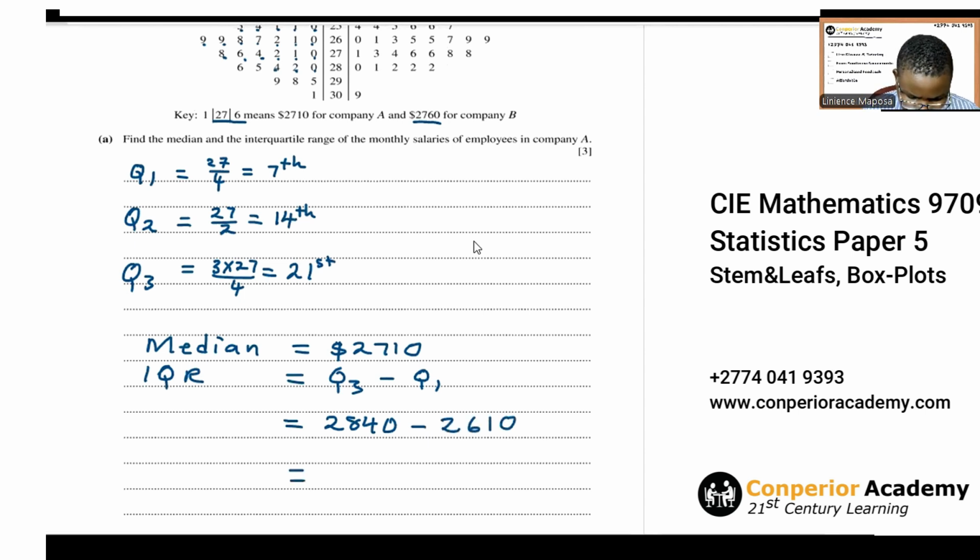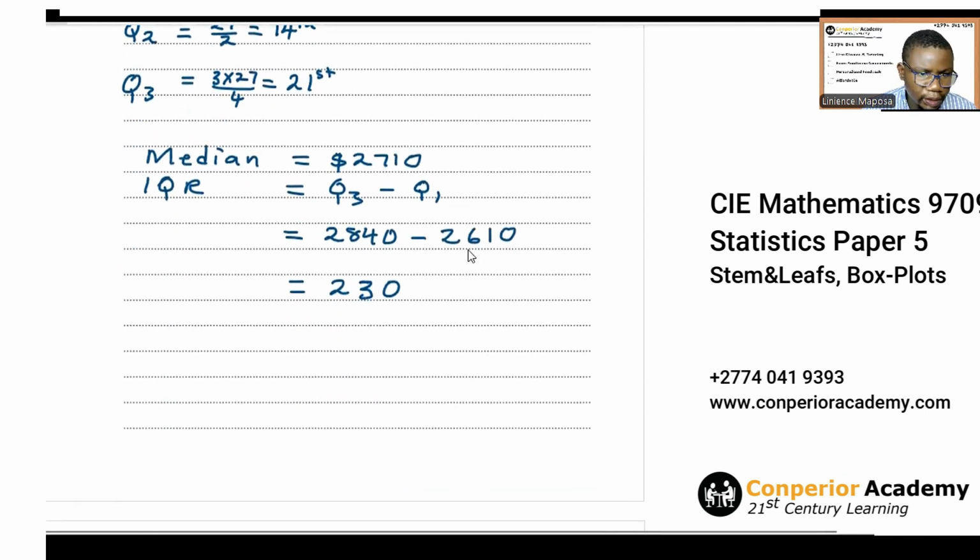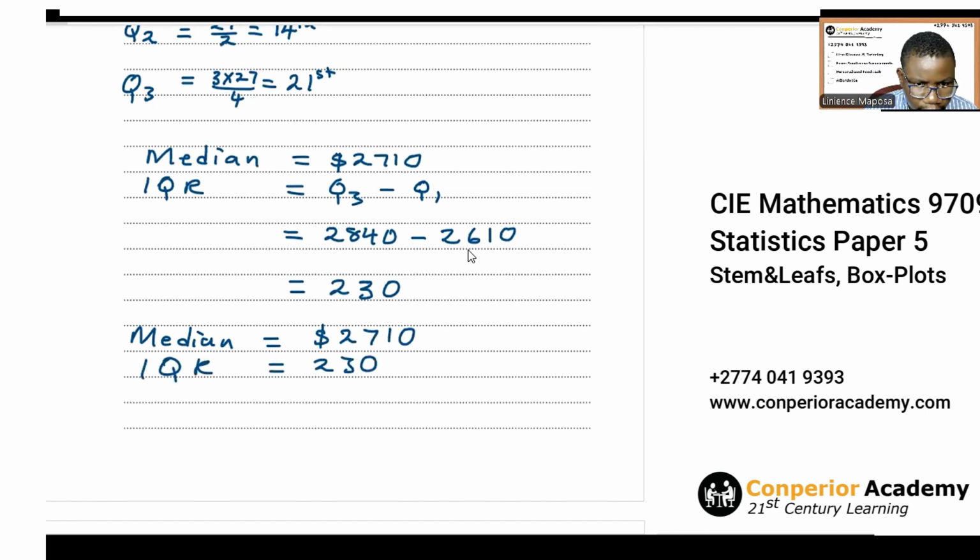So you are going to get your IQR is 2,840 minus 2,610. That gives me 230. So yeah, that's that. If you want, you can just write it nice and clean. You can say the median is equal to $2,710 and the IQR is equal to 230. That's the interquartile range.